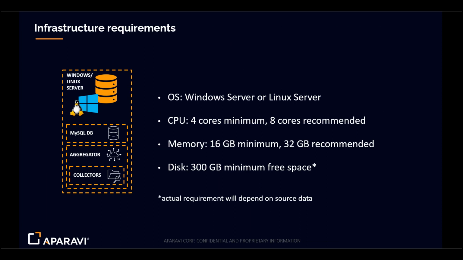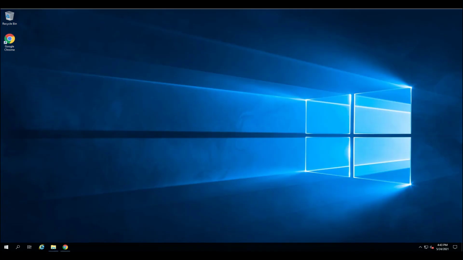Now let's take a look at the infrastructure requirements to deploy either an aggregator or an aggregator collector within your environment. To begin, we'll need a virtual machine or a server with the Windows Server or Linux Server operating system pre-installed. This machine will also need to have a minimum of 4 cores and 16 gigs of RAM, with 8 cores and 32 gigs of RAM being recommended. You'll also need at least 300 gigs of available disk space, but the actual requirement here will depend on the source data.